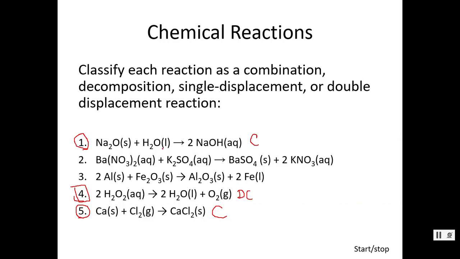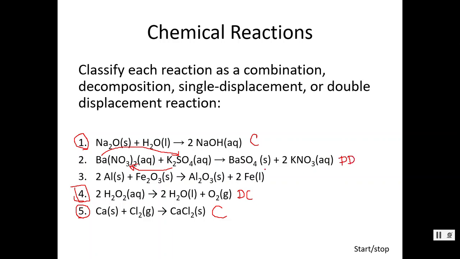So now let's think about single or double displacement. Looking at number 2, I see I have two ionic compounds. And when looking at the products, I see that the cation from one, specifically the barium, paired with the anion, the sulfate from the other, and vice versa. So reaction number 2 would be a double displacement reaction. Everybody switched partners.